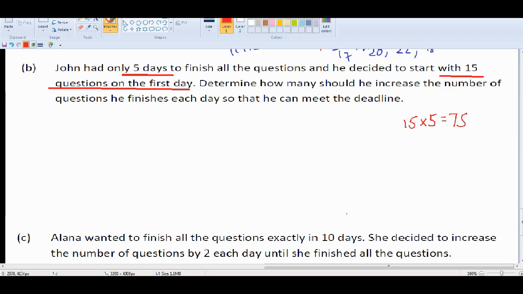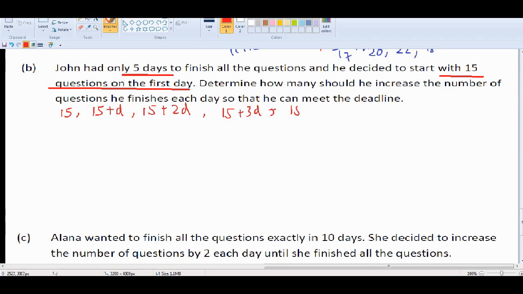Okay, so that means for John, he needs to do a bit more each day after the first day. So for the second day, he needs to add a certain number of questions. For John, the sequence would look like: first day 15, second day 15 plus D, but we don't know D, but we know you should keep adding that, up to the 5th day.